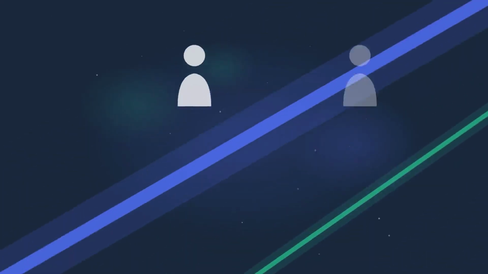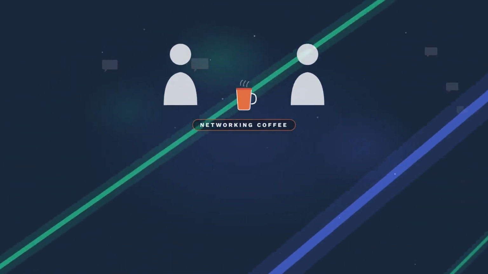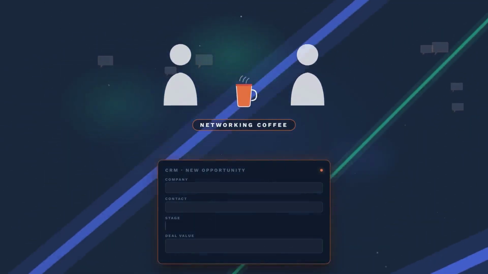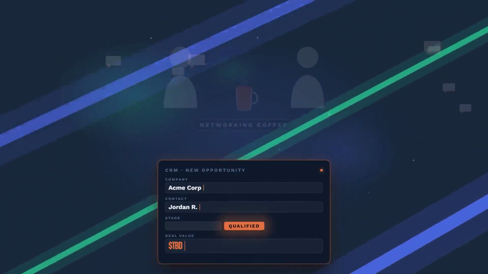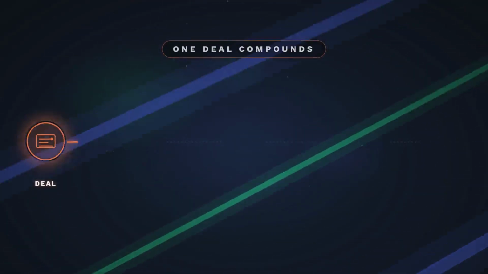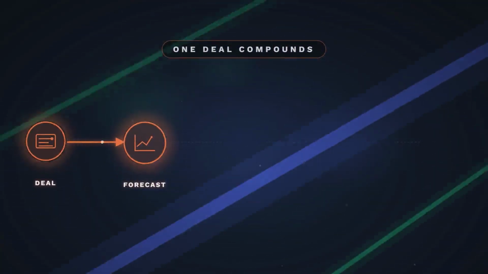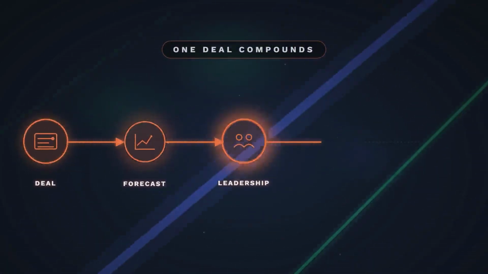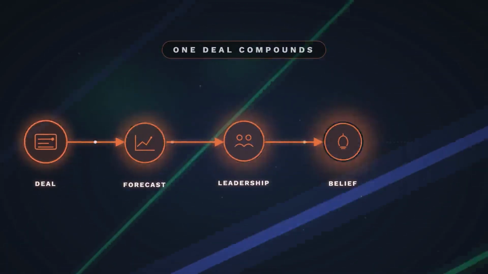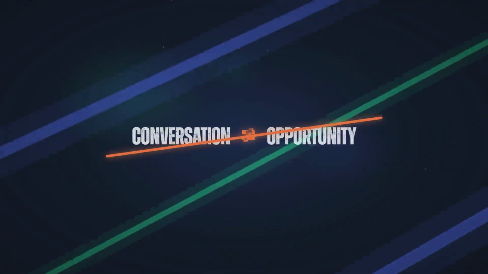This is where a lot of pipeline inflation lives. A rep has a conversation with someone at a prospect company. Maybe it's the right conversation. Maybe it was just a networking coffee. Doesn't matter. They create an opportunity in the CRM. Then, because the deal exists, it gets forecasted. Because it's forecast, it gets mentioned to leadership. Because it gets mentioned, it gets believed in. Because it's believed in, it starts shaping decision making. But here's the truth. The deal was never real. It was a conversation. A conversation isn't an opportunity.